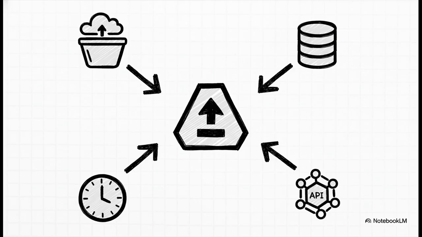Think of Lambda as this amazing service that just sits there waiting to run your code whenever something happens, like a new file getting uploaded, or a change in a database, or even just on a schedule. It's the engine that makes serverless PowerShell possible.